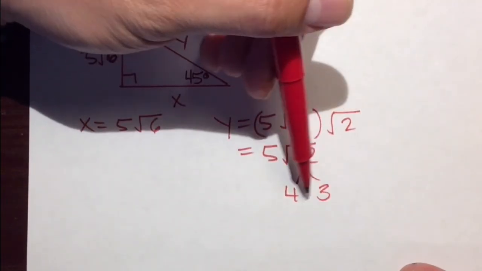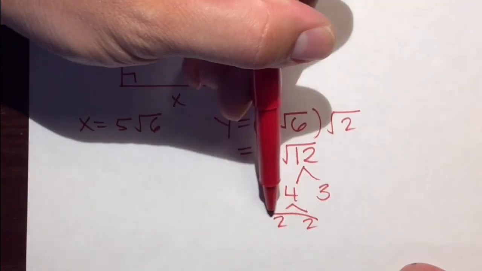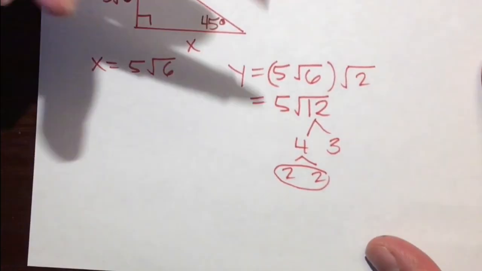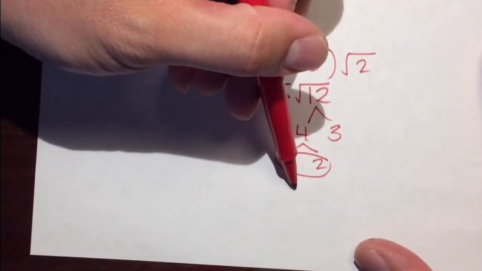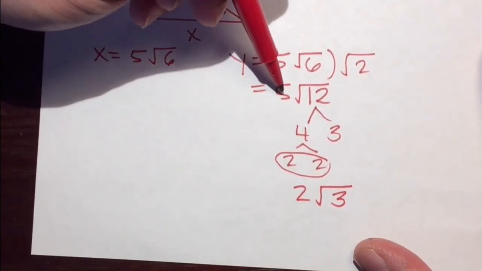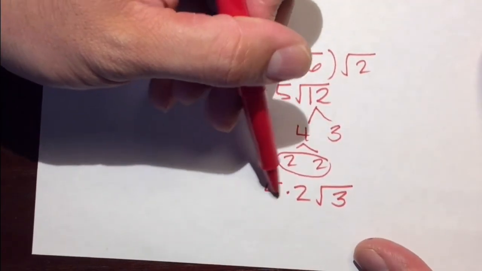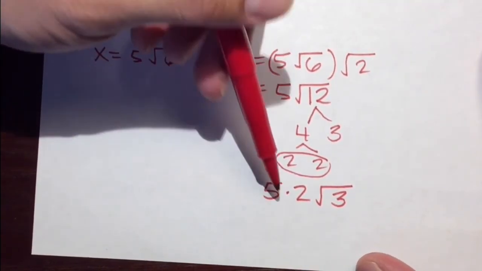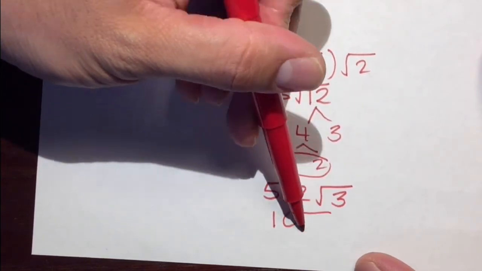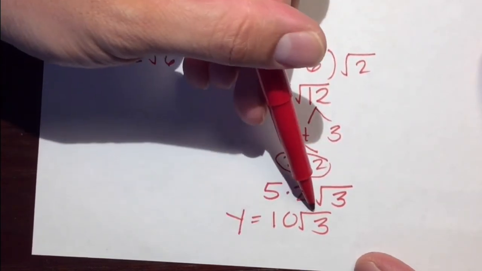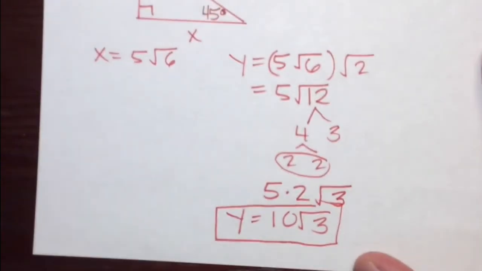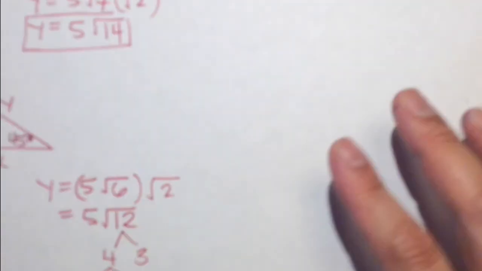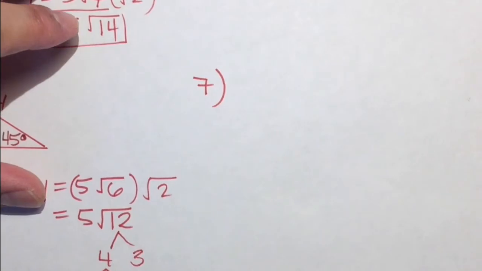Let's try 4 and 3, and let's do 2 and 2. We found a pair. Pairs go on the outside. So radical 12 is simplified as 2 radical 3, and this 5 is still there, so times 5. So instead of radical 12, we simplified it as 2 radical 3, and we brought down that 5. 5 times 2 is 10 radical 3. And this is your final answer. Okay? These are a little challenging, but I think you guys are getting this. I hope you're getting this. Okay? And here's the last one.